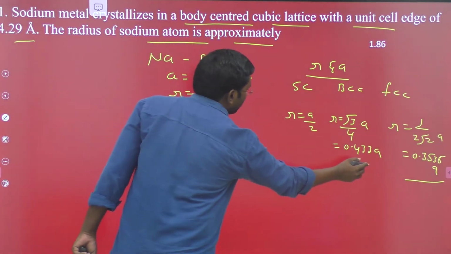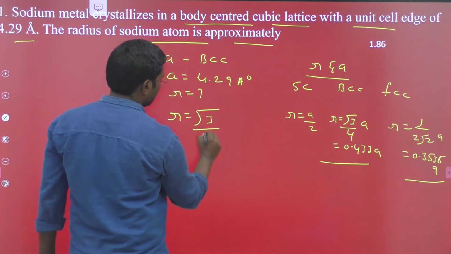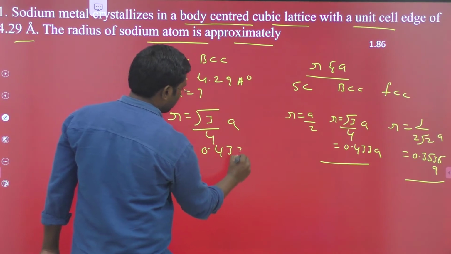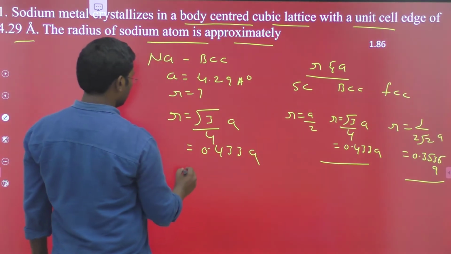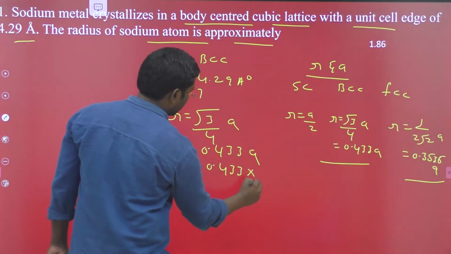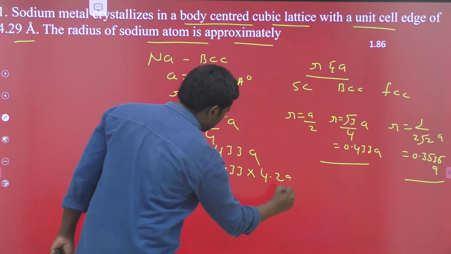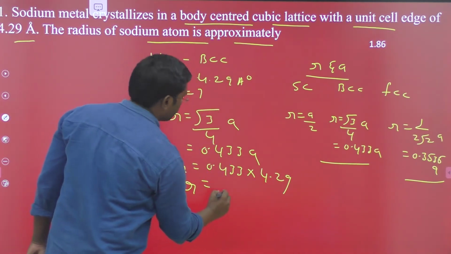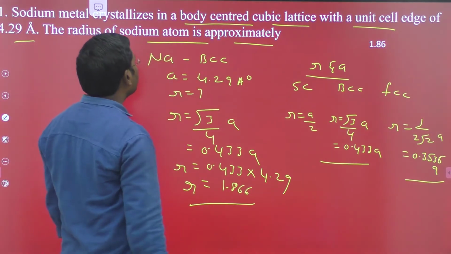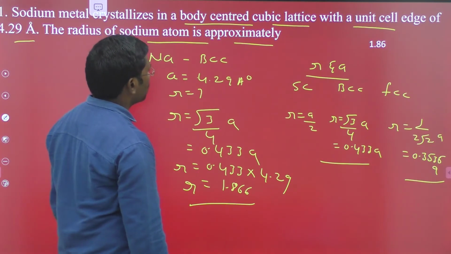So here sodium crystallizes in a BCC structure. In BCC, the relation between r and a is like this. Therefore r is equal to root 3 by 4 a, which is equal to 0.433a. So r is equal to 0.433 into a. What is the value given? 4.29 angstroms. Therefore r is approximately 1.86. So this is the radius for the given sodium metal having the BCC structure.